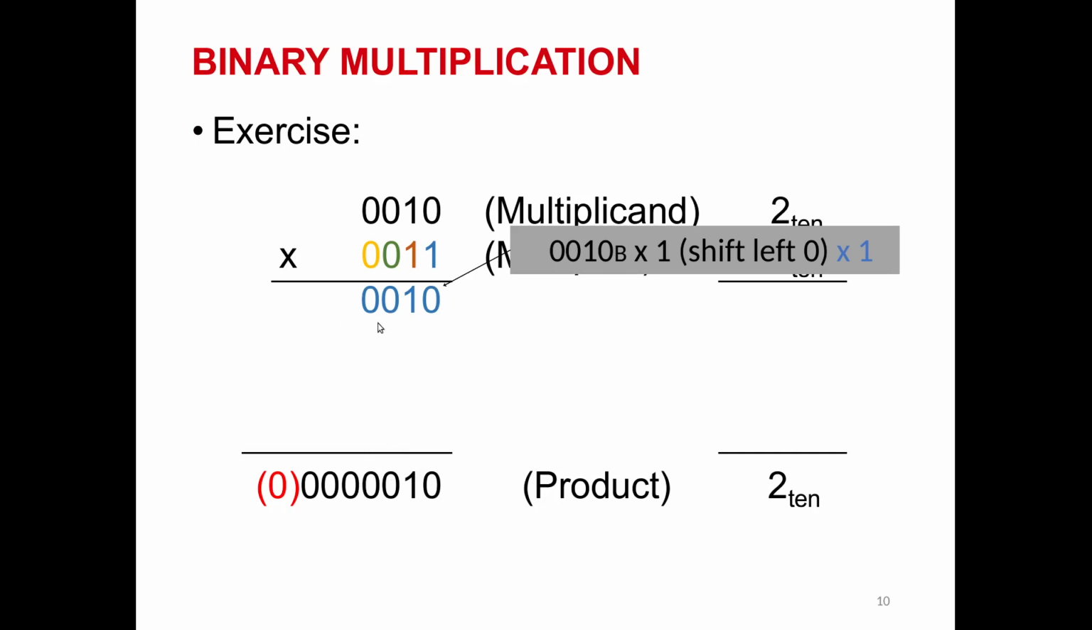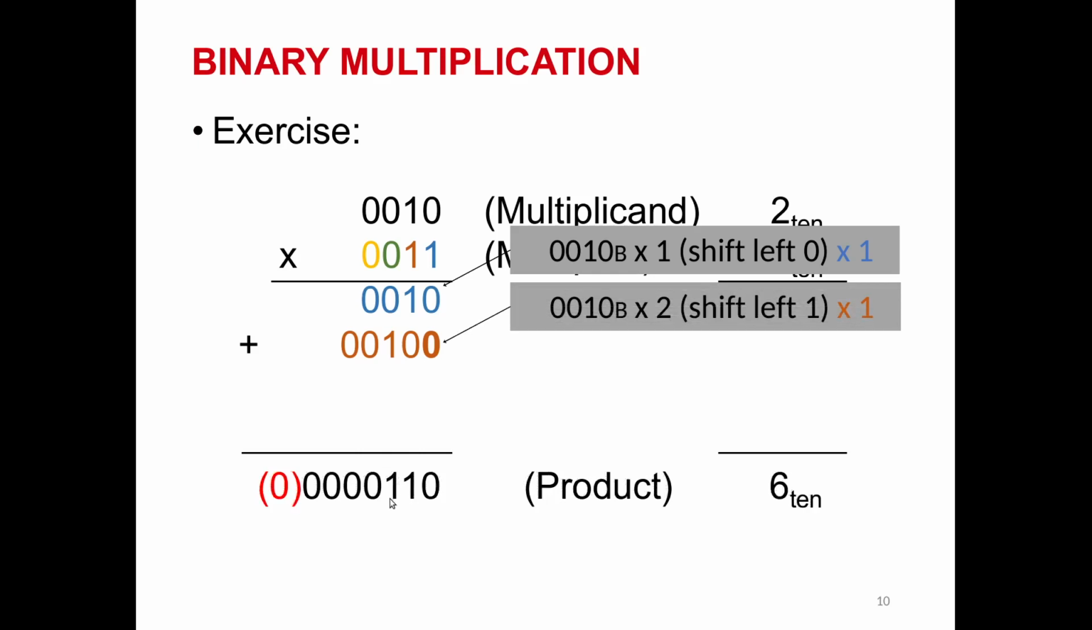For the next line in which the second bit of multiplier multiply with the multiplicand, we can see the result of this bit multiplication is this one, and then if we add this value immediately to the product, we can have this value of 1 located here. So the result is this, and we have the product is 6.